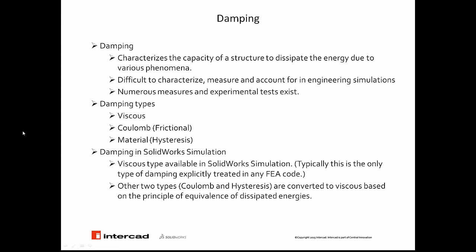This phenomenon is really difficult to measure or characterize. We usually take experimental tests to understand the vibration and dampening ratios of our structures. We have three major types of dampening in reality: viscous, Coulomb or frictional, and material. Just letting everybody know that dampening in SolidWorks Simulation considers only the viscous type. The other two are simply converted to viscous based on the principle of equivalent dissipated energy. So in SolidWorks, we just have the viscous dampening factor.